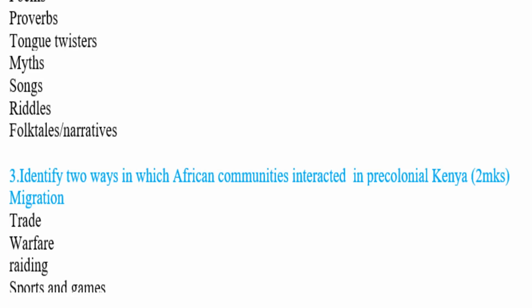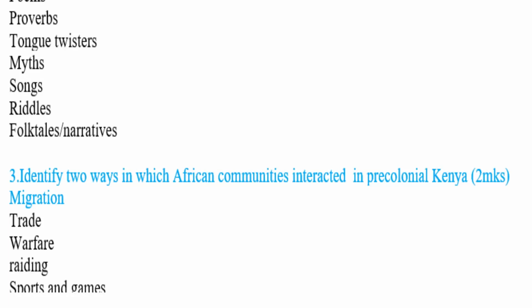Number three, identify two ways in which African communities interacted in pre-colonial Kenya. Migration. That is one of the ways they interacted. Number two is trade. Number three is warfare, when they were fighting. Number four is raiding activities. Then the last one, sports and games.